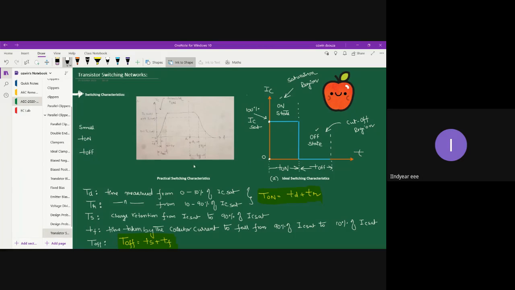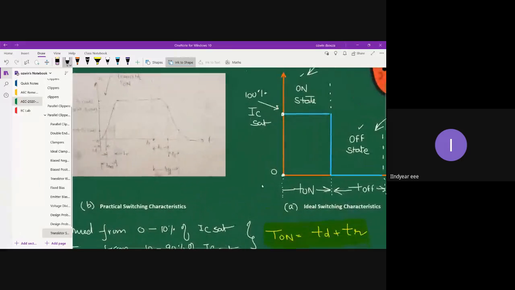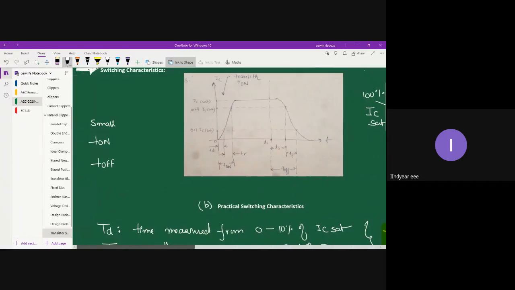The practical switching characteristics differ slightly from the ideal characteristics. So in figure B, I have drawn the practical switching characteristics. Is it clear, figure B, or do you want me to zoom in a bit? It is legible, all the letters. Can anyone confirm? Yes, sir. Okay, fine. So this is what the practical switching looks like, right? It gives a flat-topped, bell-shaped curve.